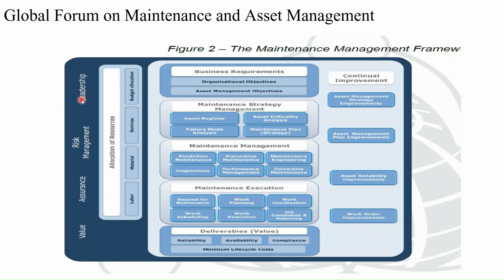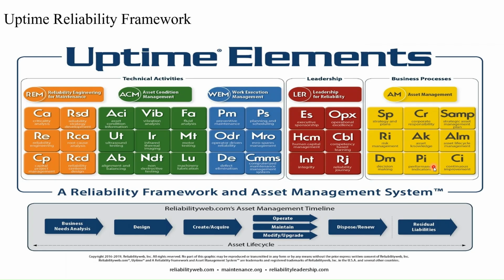The ultimate deliverables include reliability, availability, compliance, and optimal lifecycle cost, key performance indicators of a successful maintenance and asset management system. Support elements, including skilled personnel, materials, tools, and technological resources, play a crucial role in enabling efficient maintenance execution and long-term asset sustainability.